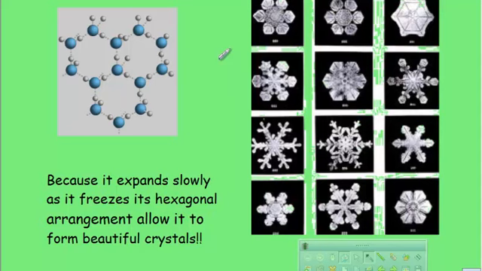Now it forms these hexagonal structures. Hexagonal, a hexagon, which is what makes those snowflakes.